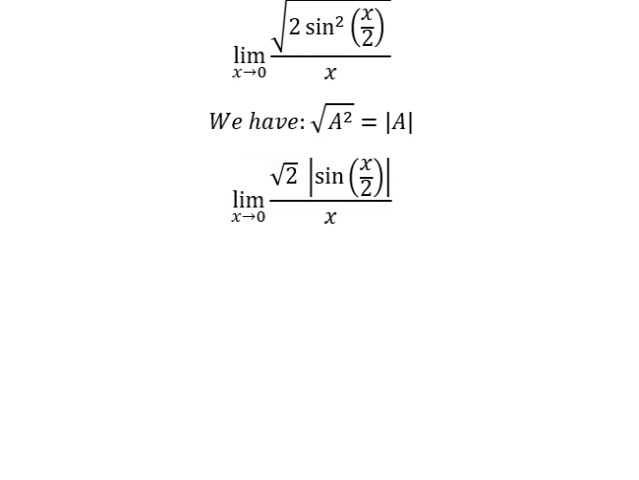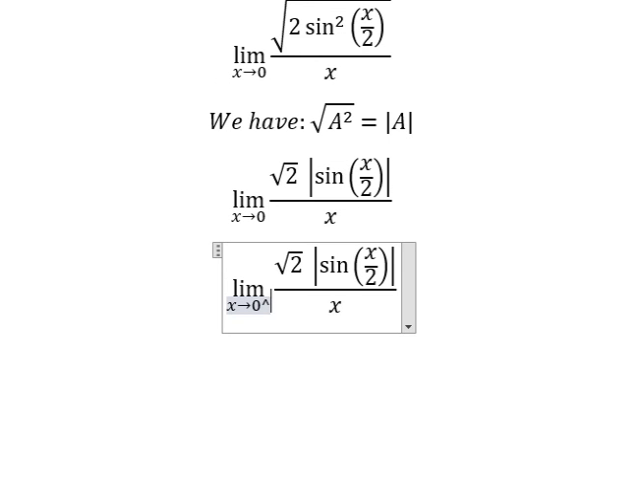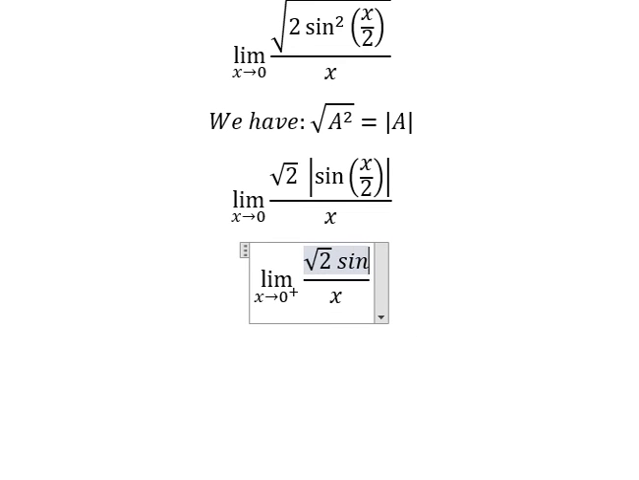Now we need to consider the limit on the left and the limit on the right. So I will select the right. On the right side of s over 2, if s approaches 0, it is still a positive number. So we have the positive side of s over 2.